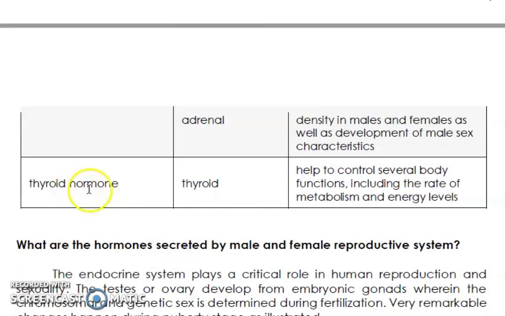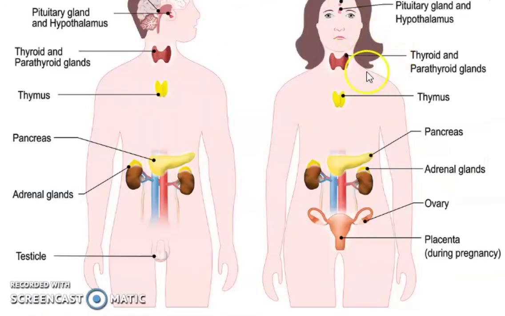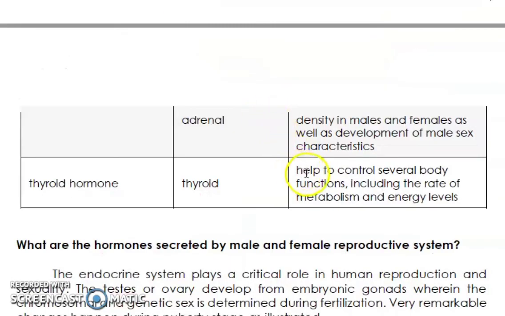And lastly, we have the thyroid hormone produced by the thyroid. It is located near our throat, beside the parathyroid glands. Its function is to help control several body functions, including the rate of metabolism and energy levels. It plays a vital role because it has an effect on our metabolism and energy levels.